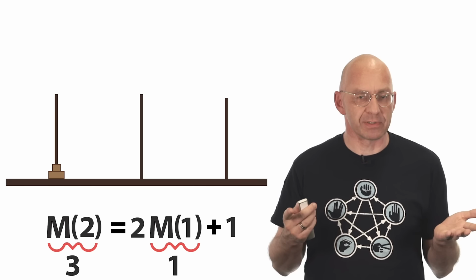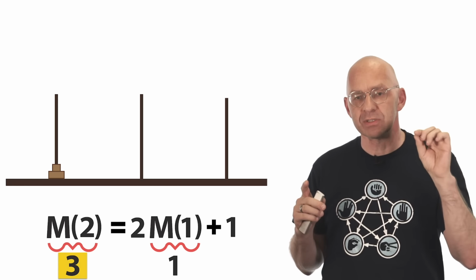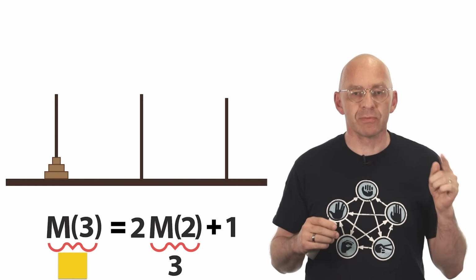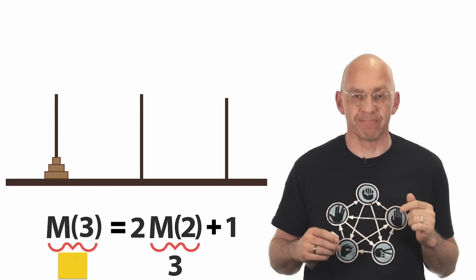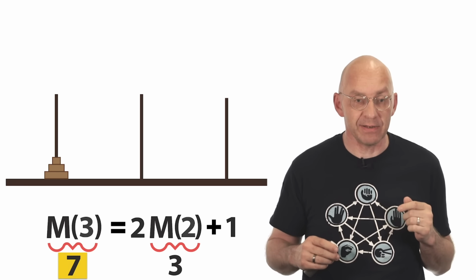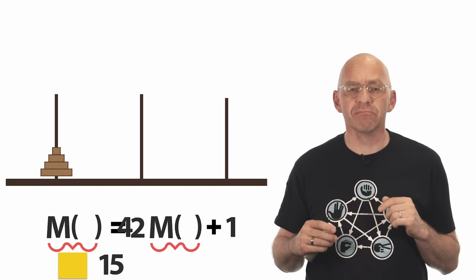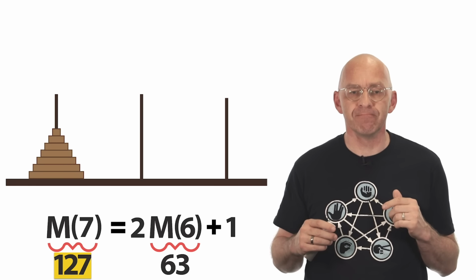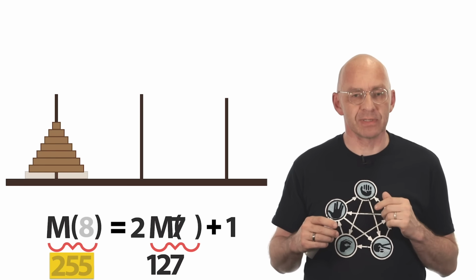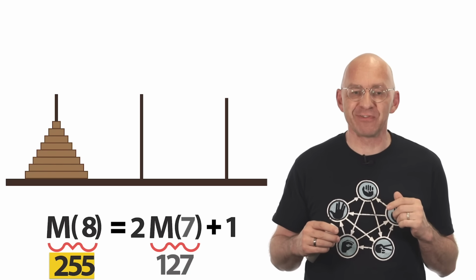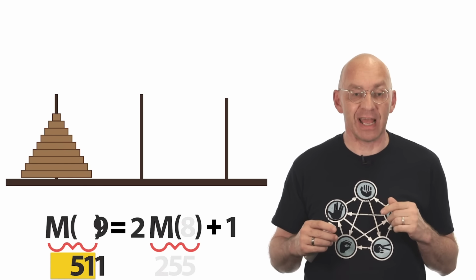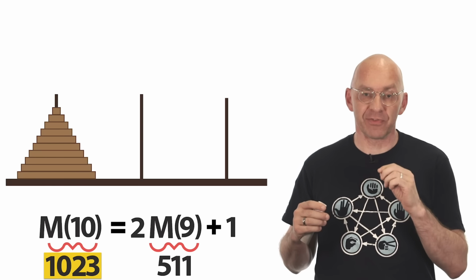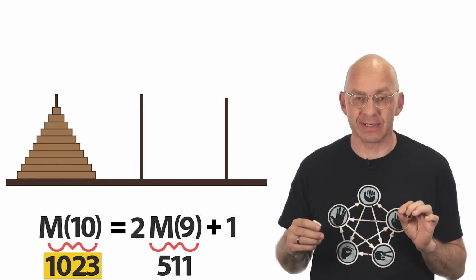What are those numbers? M1 is 1, M2 is 3. What's next? Well, 2 times 3 is 6 plus 1 is 7. M3 is 7. Then 15, okay, 31, 63, 127, yeah, looks familiar, right? 255, 511, and there. M10 is 1023, just like the toymaker planned.